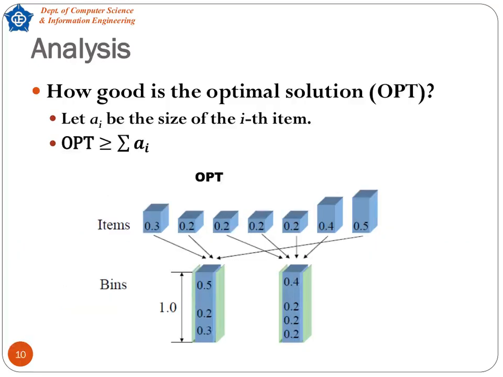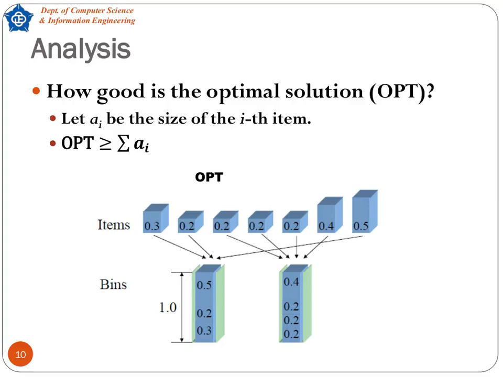Building on our previous comparison, this analysis slide delves deeper into understanding the optimal solution, or OPT, by asking, just how good is it? To set the stage, recall that a sub i represents the size of the ith item. A crucial insight is this: the optimal solution, OPT, representing the absolute minimum total capacity needed for all items, must always be greater than or equal to the sum of all those individual item sizes.